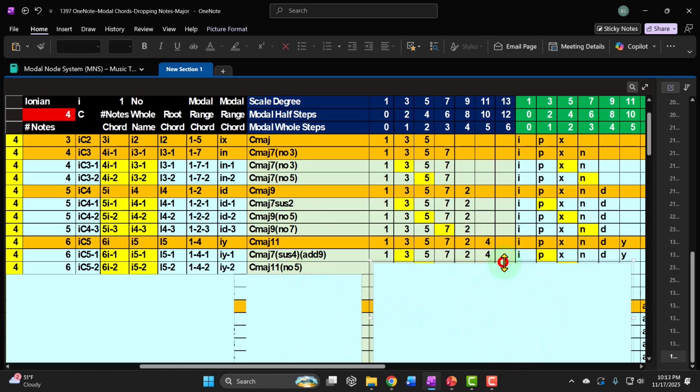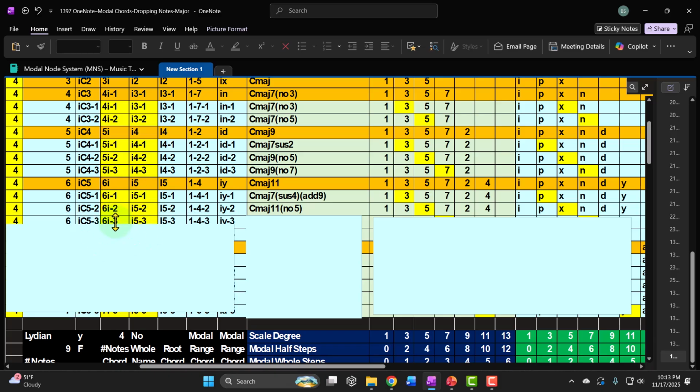So then if I drop the 5, shouldn't be a problem. C major 11, no 5, because the 5 is not typically a problem to drop. I would rather call it a 6I -2 or an I5 -2. I'm going to go through these a little bit quicker because I want to get to the other nodal points for the Mixolydian and the Lydian, which are a little bit more complex.